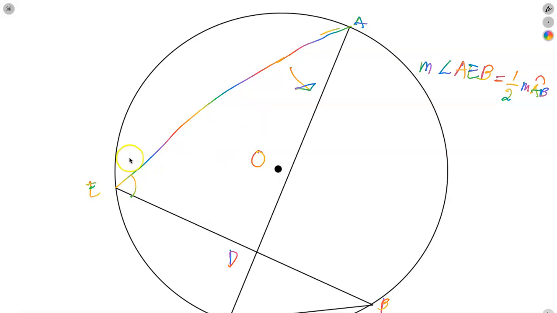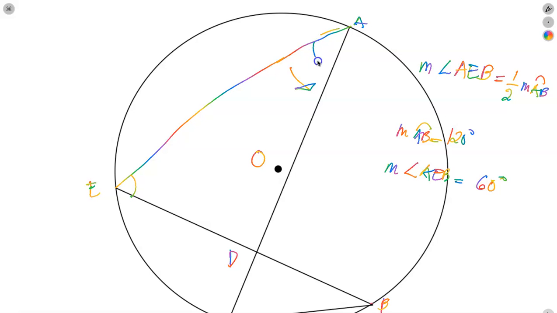Again, for the inscribed angle, the relationship with its intercepted arc is that the measure of this inscribed angle is half the measure of its intercepted arc. So, for example, if arc AB is equal to 120 degrees, therefore the measure of angle AEB is equal to 60 degrees because it's half.